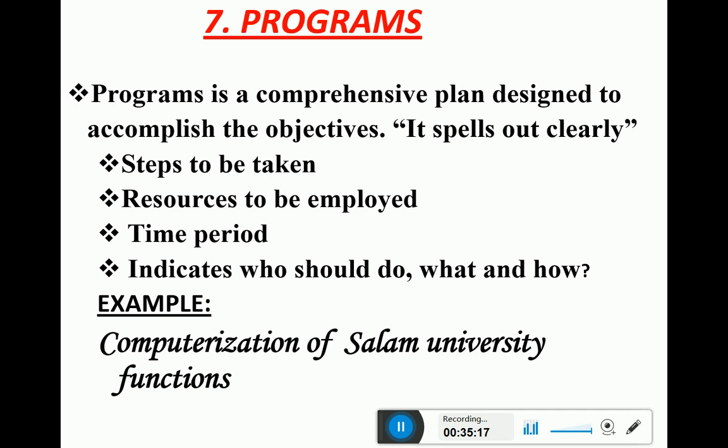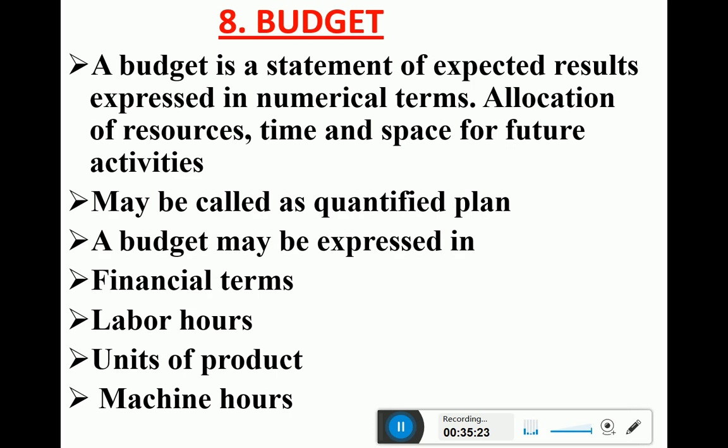That is simply known as your program or computerized of Salam University functions common. They hope inshallah the idea will be clear. A budget is a statement of expected results expressed in numerical terms, allocation of resources, time, space for future activities, may be called as quantifying.